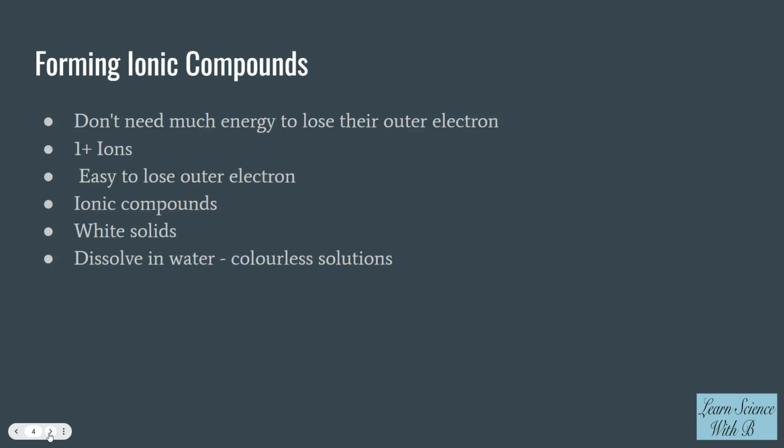Forming ionic compounds. Group 1 elements don't need much energy to lose their one outer electron to form a full outer shell. So they readily form 1+ ions. It's so easy for them to lose their outer electron that they only ever react to form ionic compounds. These compounds are generally white solids that dissolve in water to form colorless solutions.